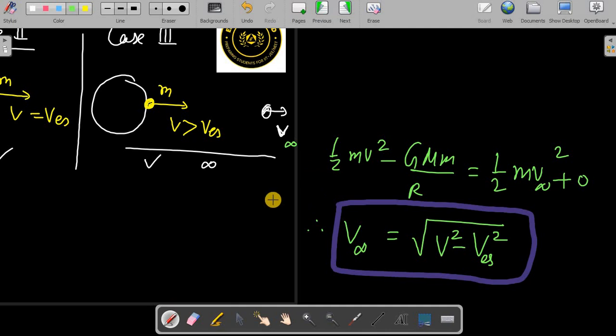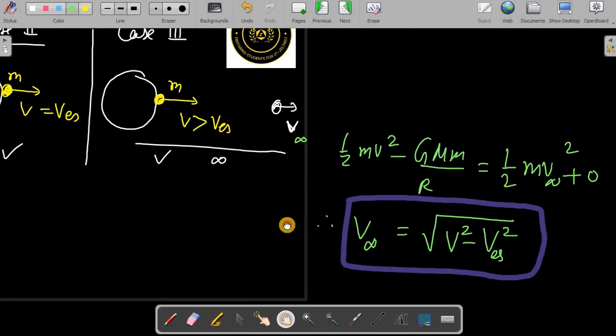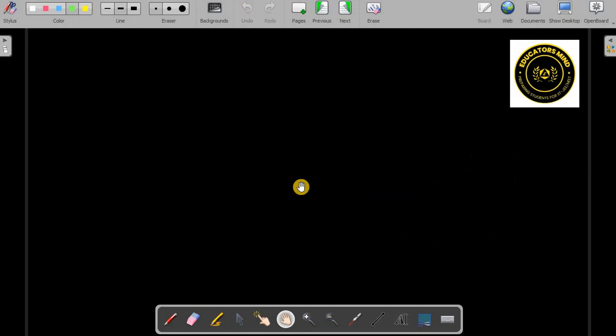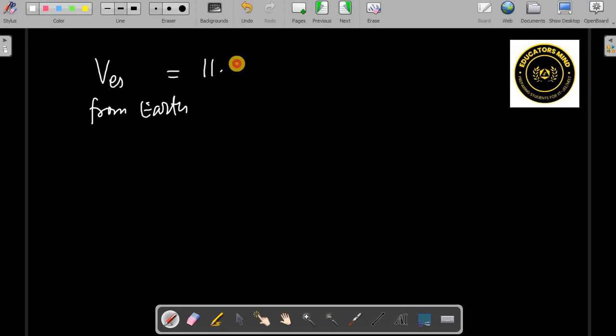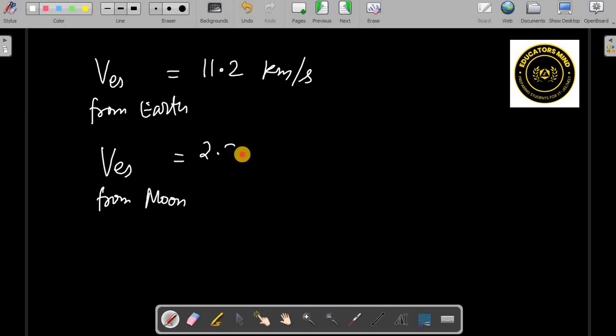So these are some of the case studies which can be done here. Then some of the things which we should know more about escape velocity: Earth's escape velocity is nearly 11.2 km per second, and escape velocity from the Moon is approximately 2.31 km per second.